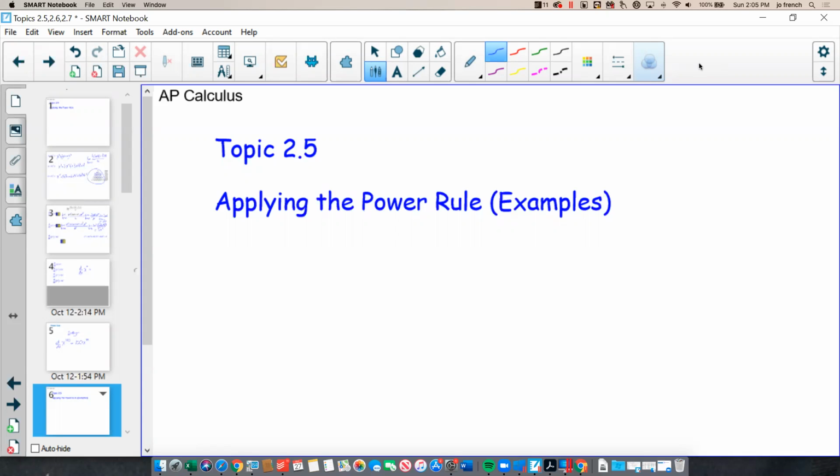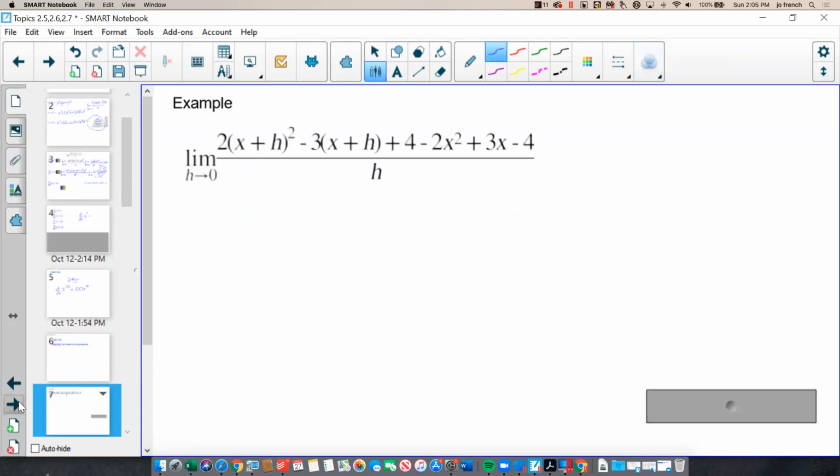And this is topic 2.5, applying the power rule. And we're going to look at some examples of how the power rule might be used. Now that we have this awesome tool, hopefully it will make our work in finding derivatives much, much easier. Here we're trying to find the limit as h approaches 0 of this expression. But when h approaches 0, that sounds an awful lot like our difference quotient or definition of the derivative, right?